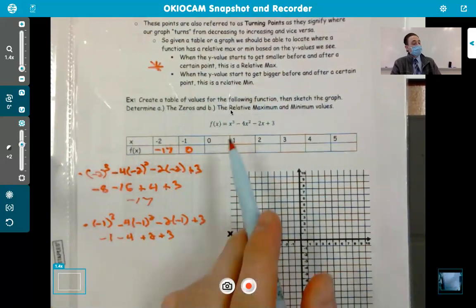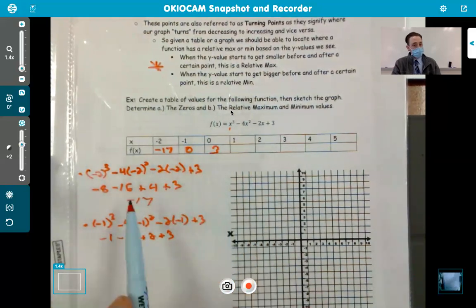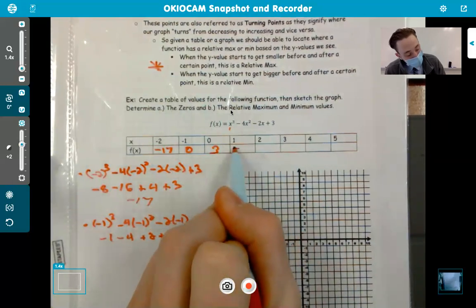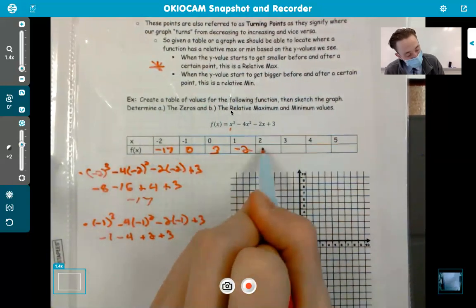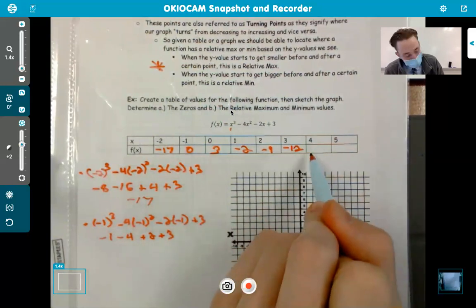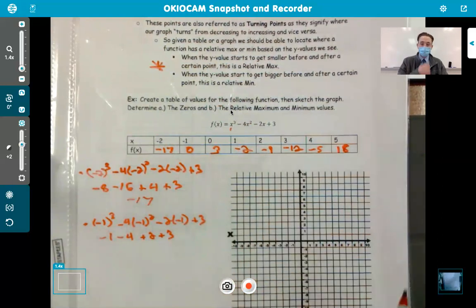If you plug in 0, it's going to be 0 minus 0 minus 0 plus 3, so it's 3, right? You would continue this process along to find all the values. You have 1, -2; 2, -9; 3, -12; 4, -5; and 5, 18. Okay.